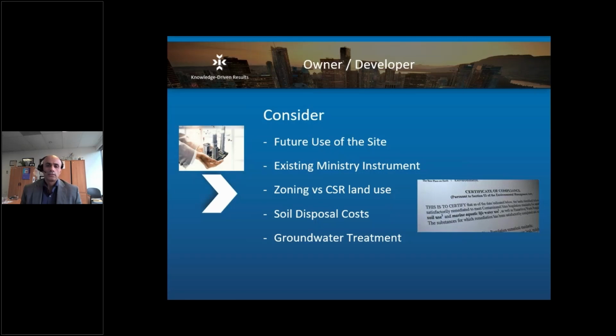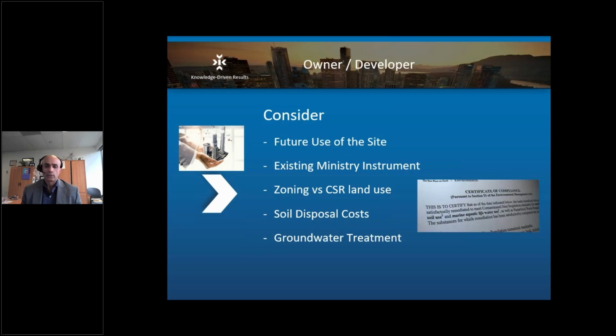From a developer owner's point of view, the environmental consultant, in my view, should understand what the future use of the site is going to be. What are their plans for the site? Are they going to be developed in phases? Underground parking? Is it going to be slab on grade? And that will help formulate your remediation strategy and plan for the overall development of the site. If it's done in phases, you may need multiple instruments.